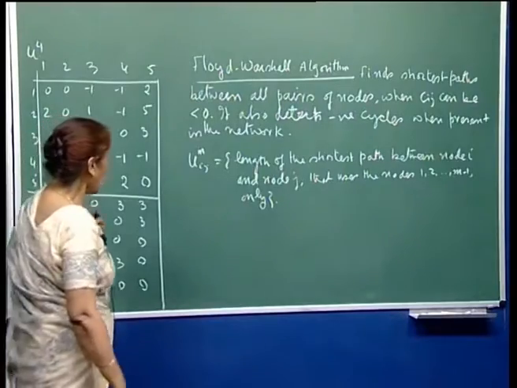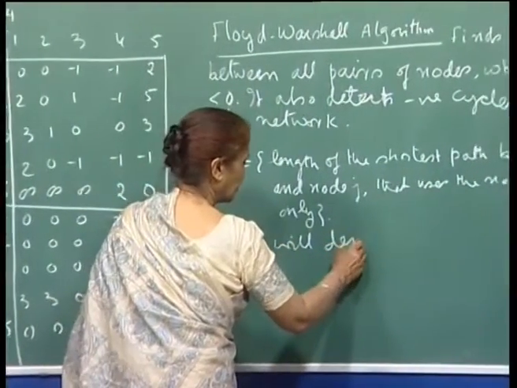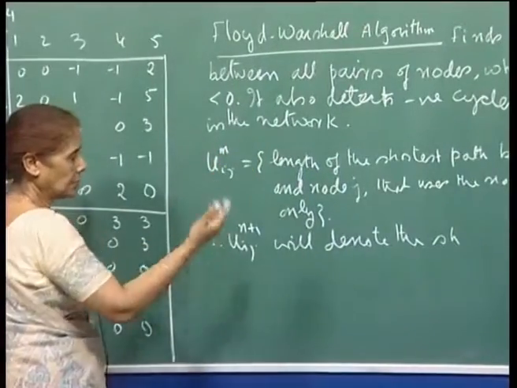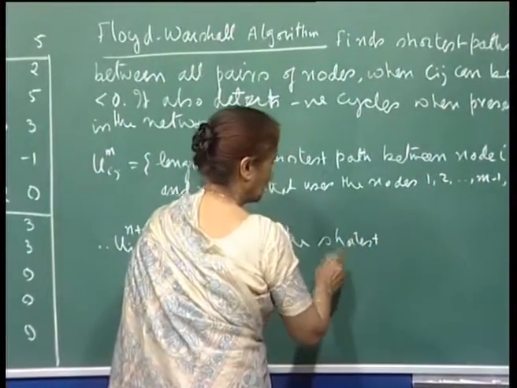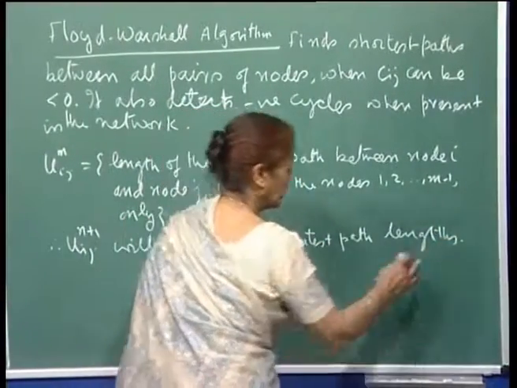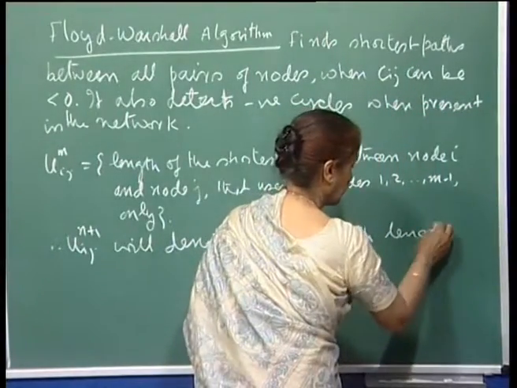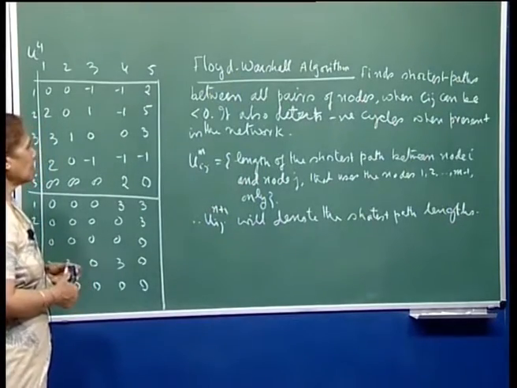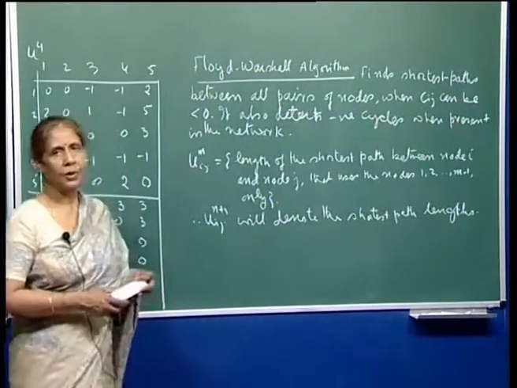And therefore, Uij_n plus 1 will denote the shortest path length, because by that time I would have used all the nodes 1 to n. My claim, which we will prove, is that Uij_n plus 1 will denote the shortest path length. Once I have gone through all the nodes, that means there will be n iterations to this algorithm again, and so we will then be able to claim, and I will prove to you, that the Uij_n plus 1 will denote your shortest paths.